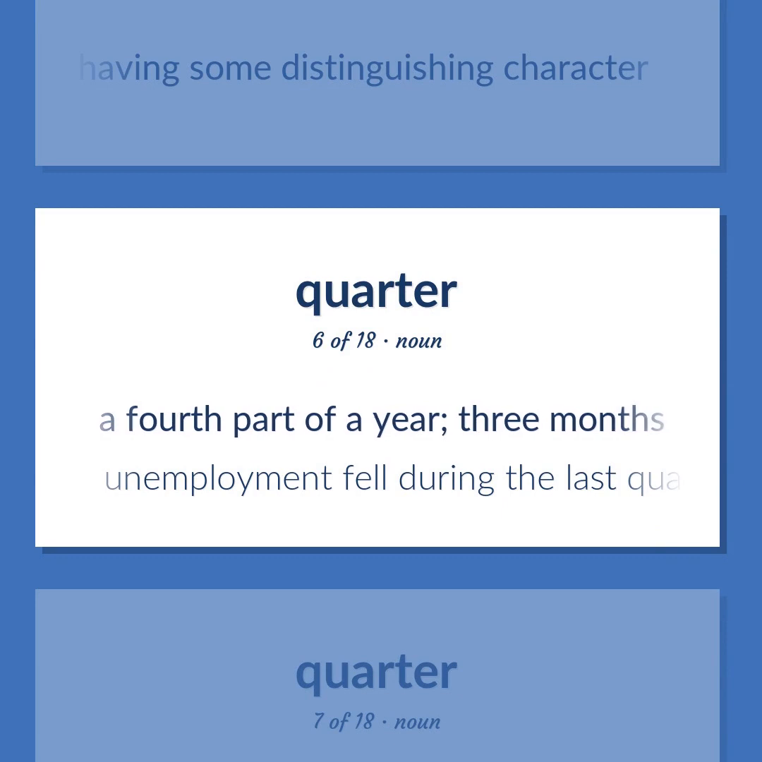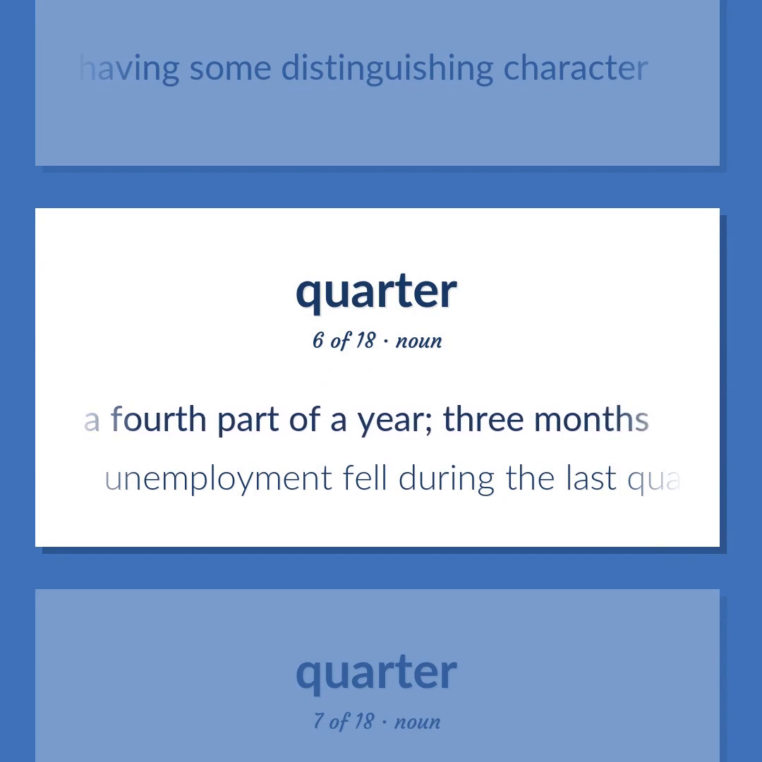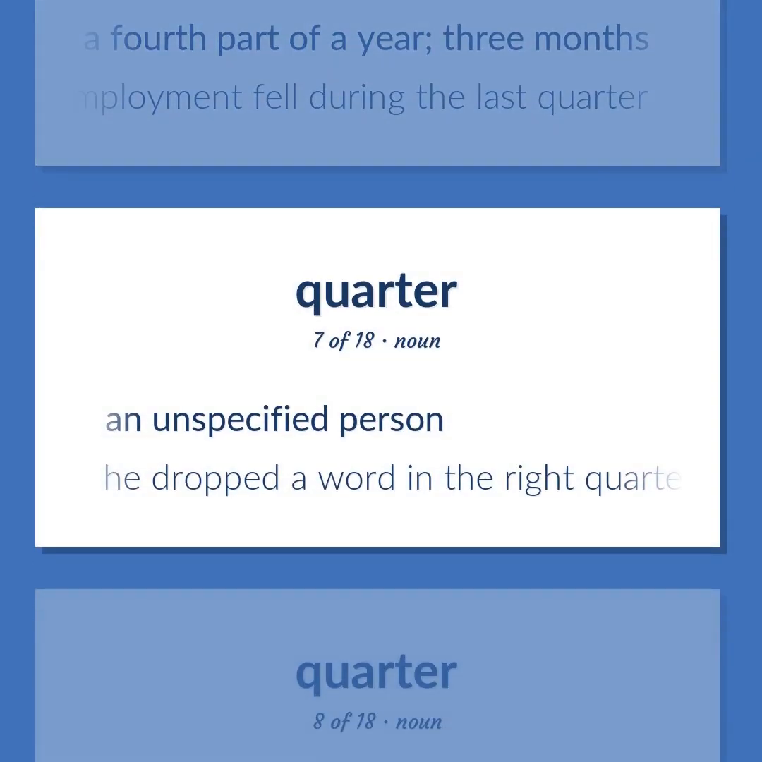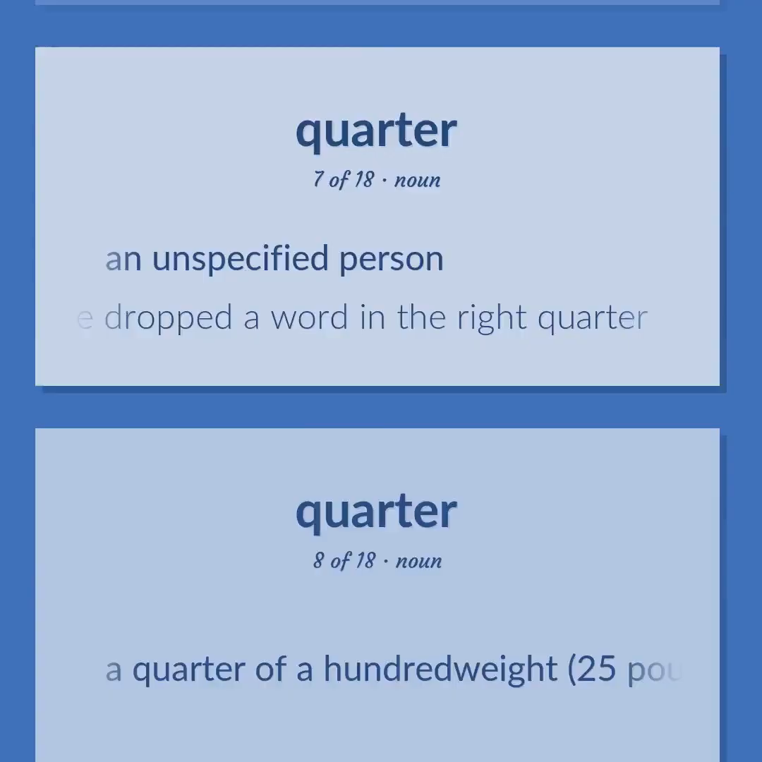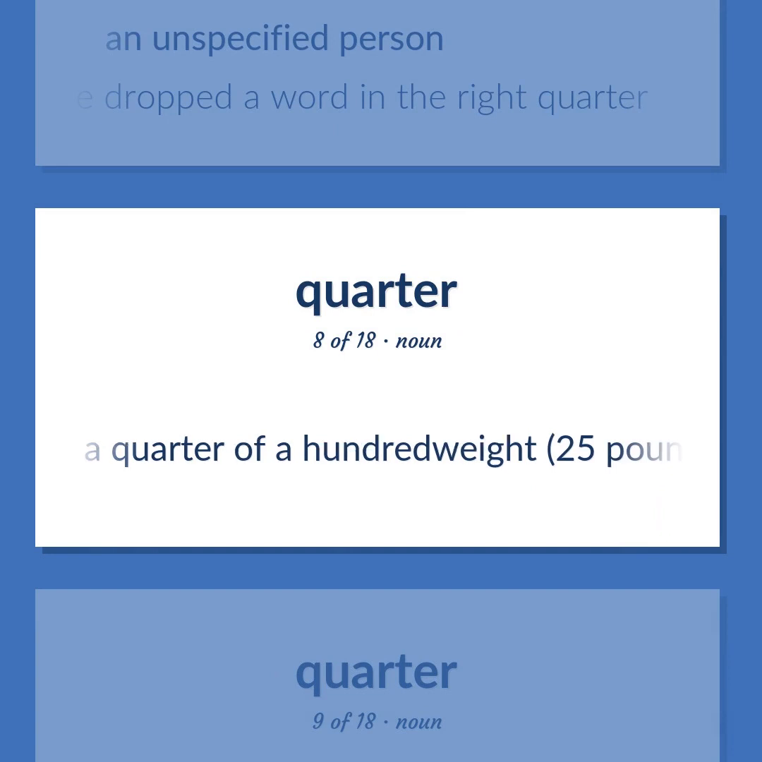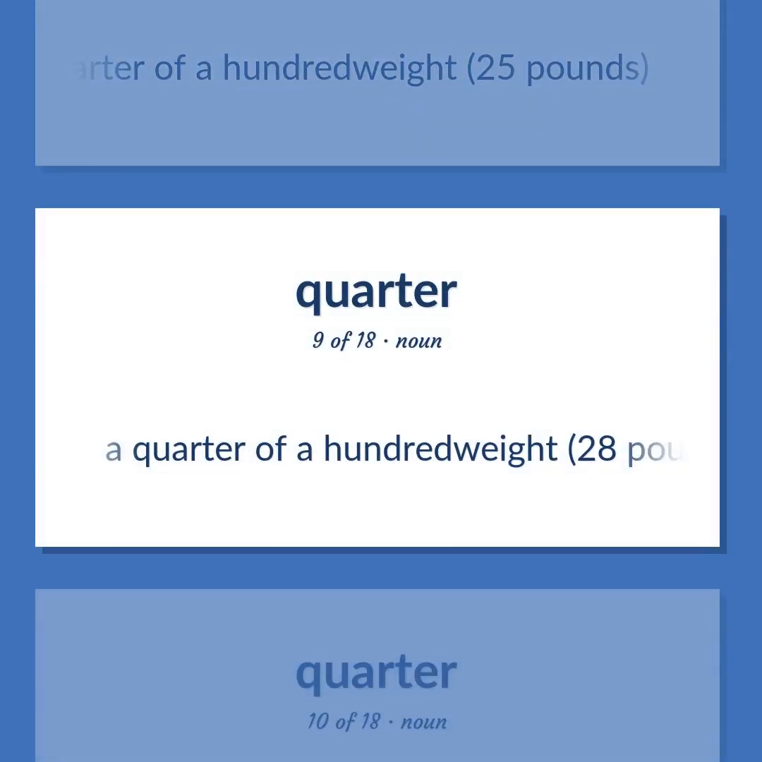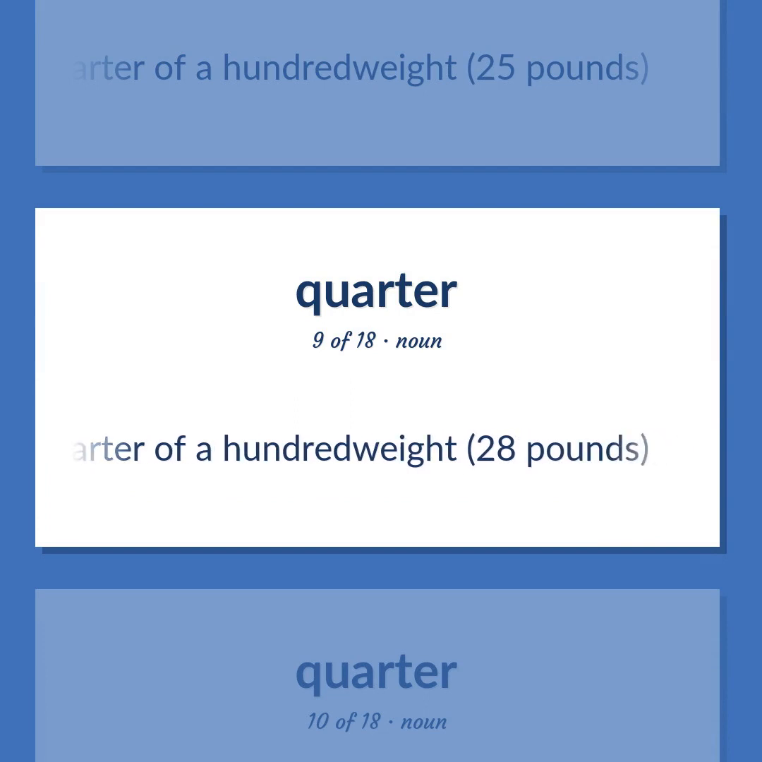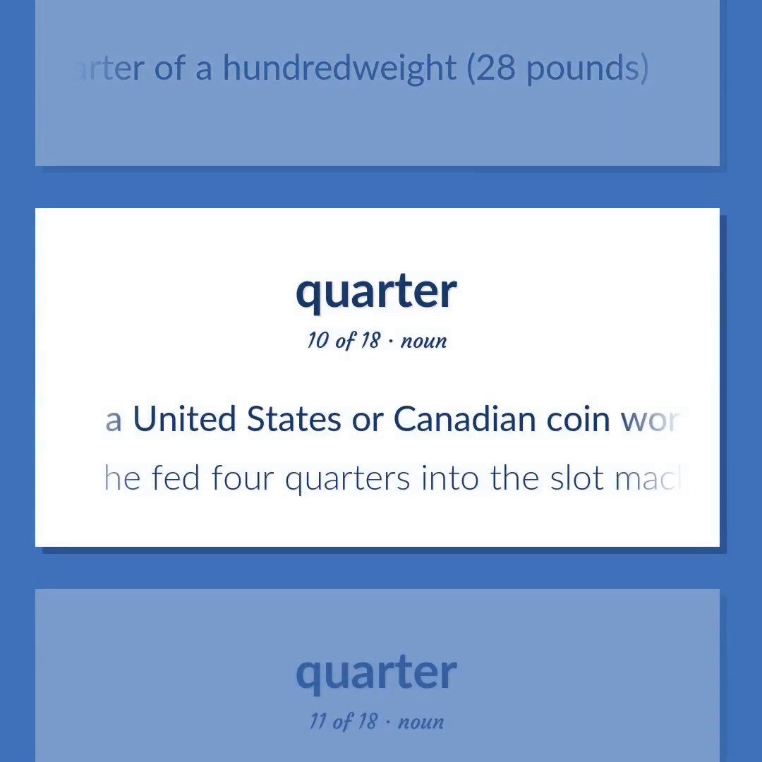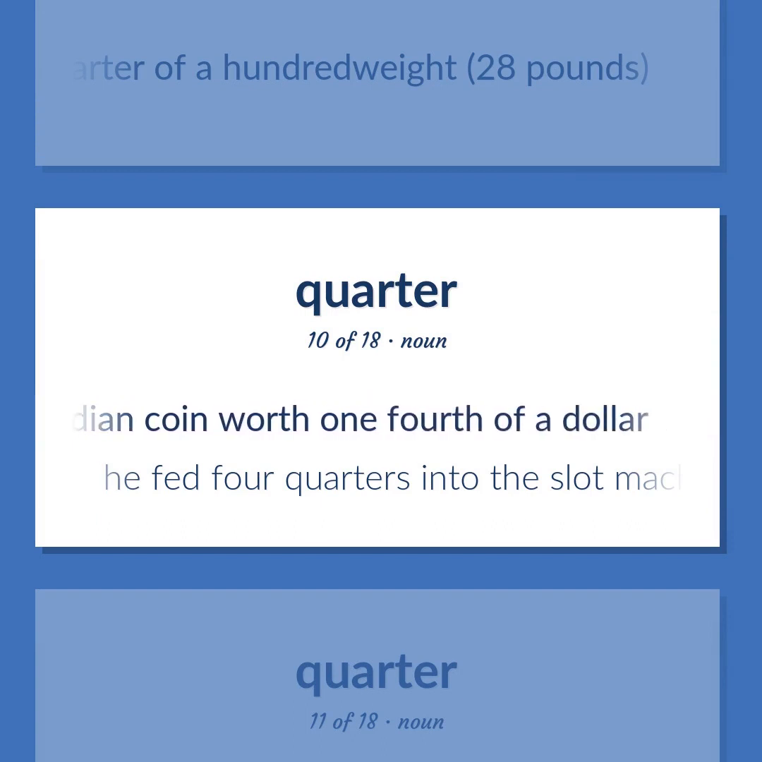A fourth part of a year, 3 months. Unemployment fell during the last quarter. An unspecified person. He dropped a word in the right quarter. A quarter of a hundredweight, 25 pounds. A quarter of a hundredweight, 28 pounds. A United States or Canadian coin worth 1/4 of a dollar. He fed 4 quarters into the slot machine.